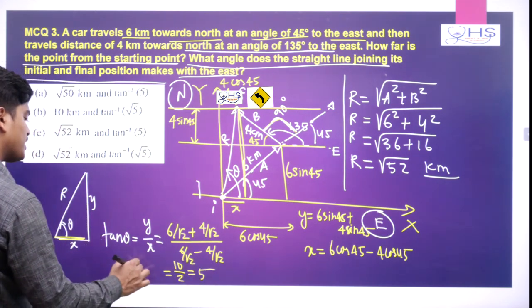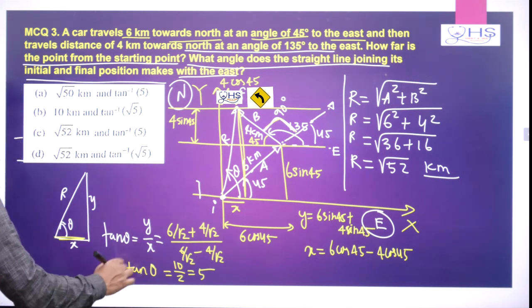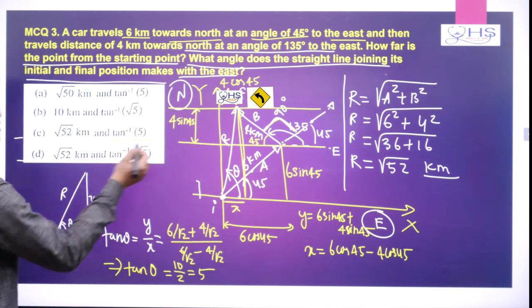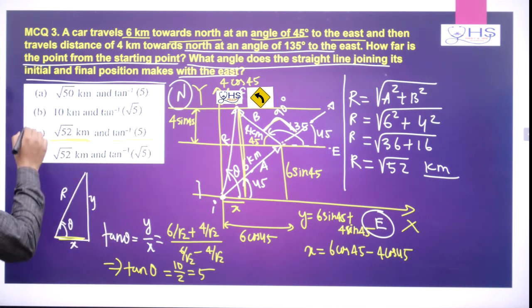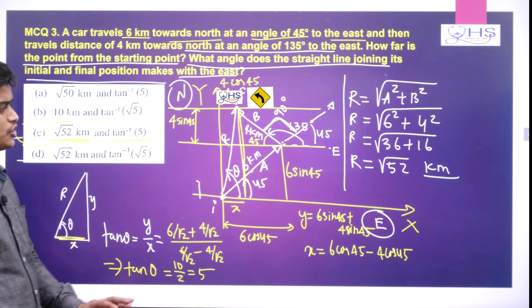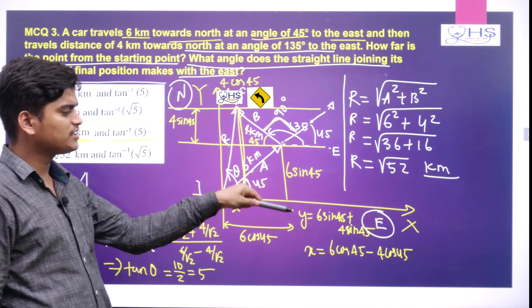Now tan theta is coming 5. If tan theta is 5, then definitely theta will be tan inverse 5. So my answer will be root 52 and tan inverse 5. Understand here? So this is the resultant, and this is the angle it is making. Now that one you need to find.